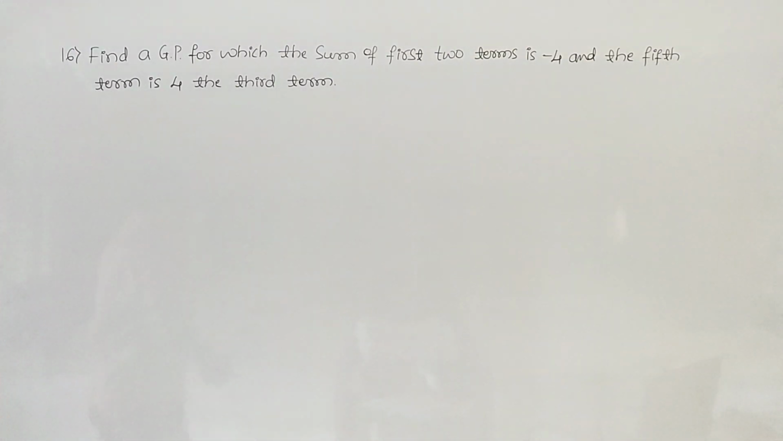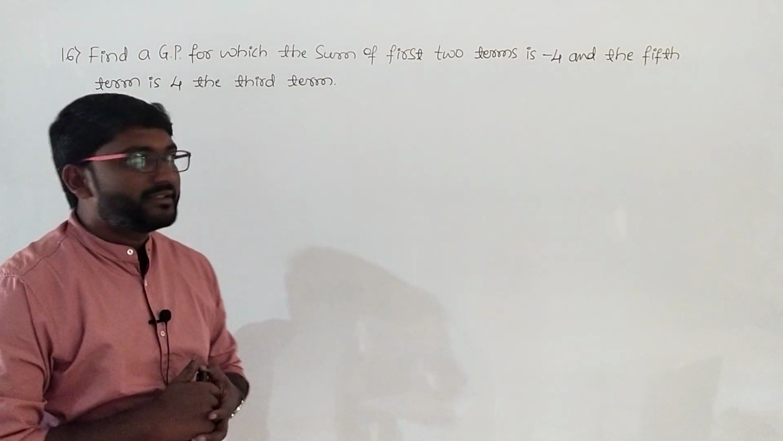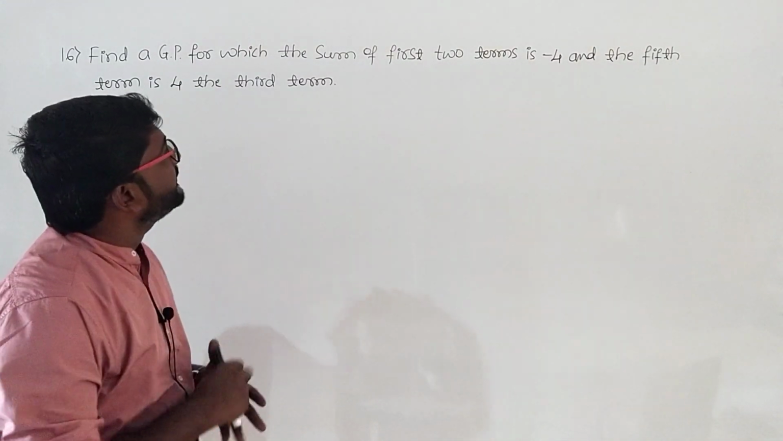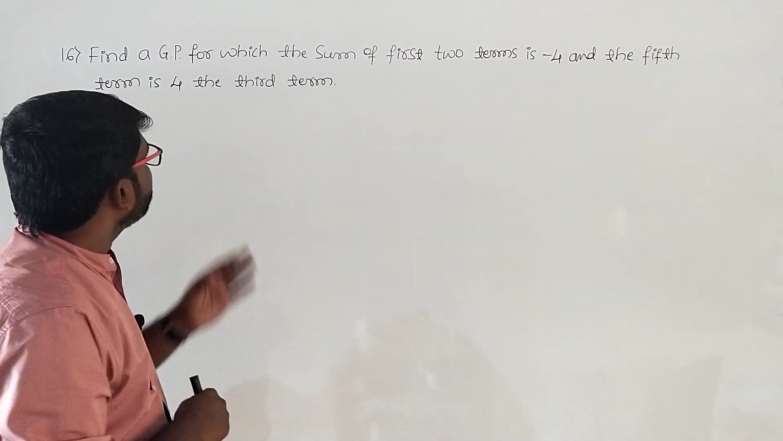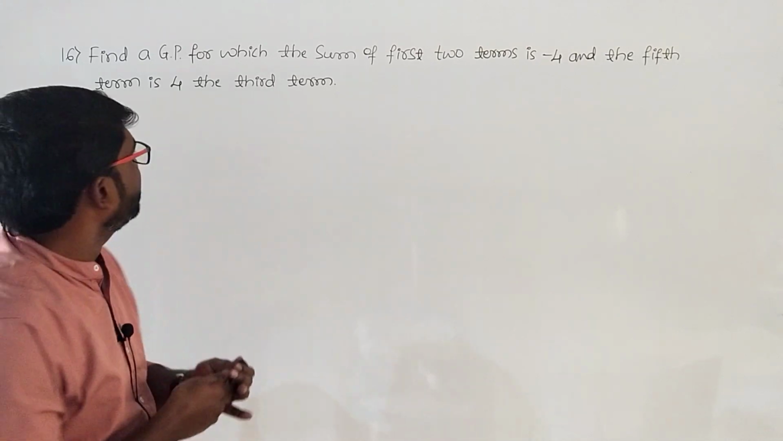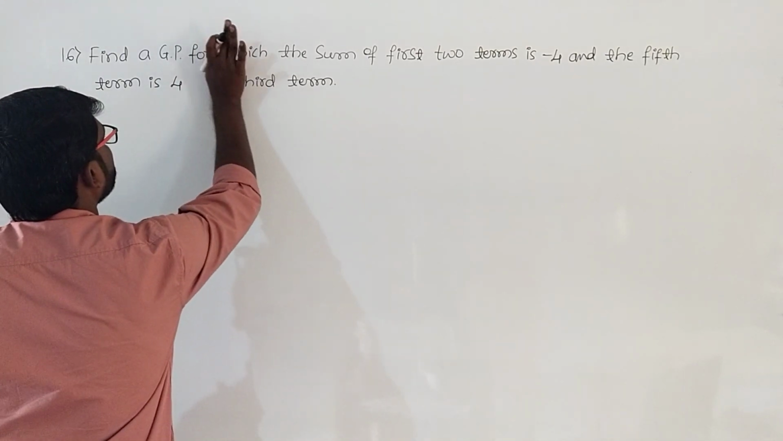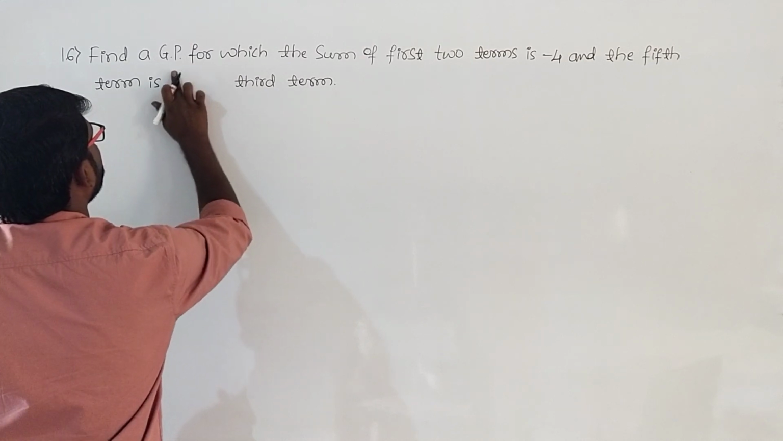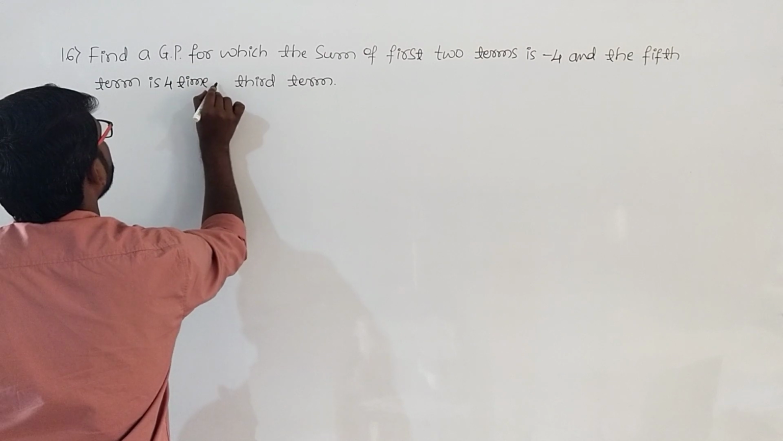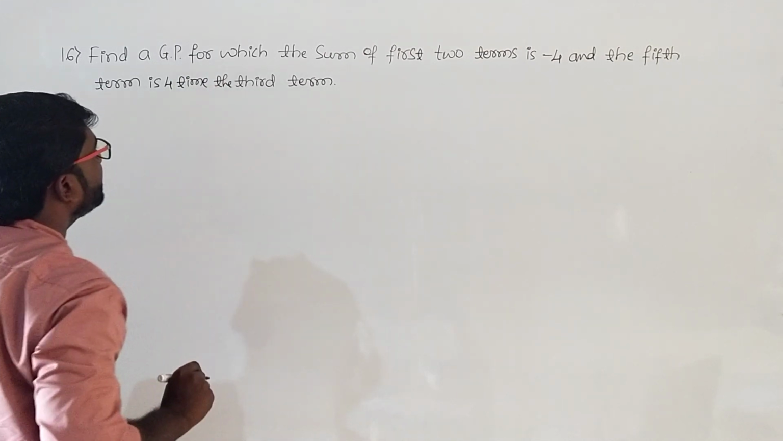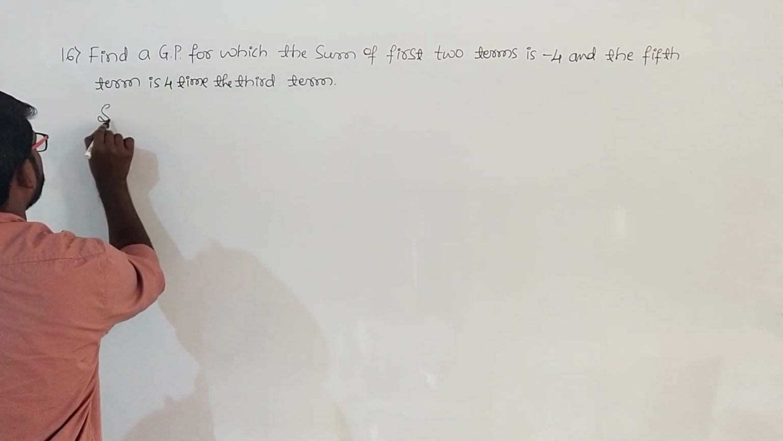Well, the 16th question it is: find a GP for which the sum of first 2 terms is -4 and the 5th term is 4 times the third term. So we'll write the given information.